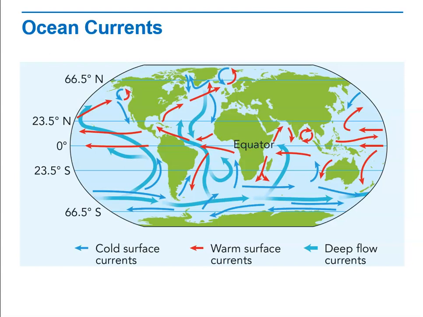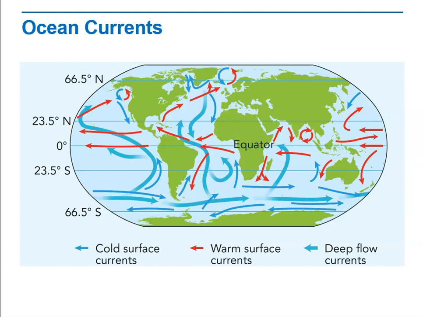The uneven distribution of heat between the equator and the poles does not just cause air currents to move, it also causes water to move. It causes ocean currents as well as winds. The temperature differences drive ocean currents in much the same way that temperature differences drive winds.